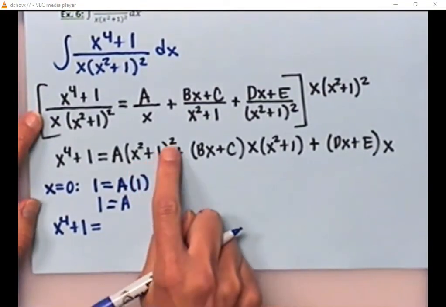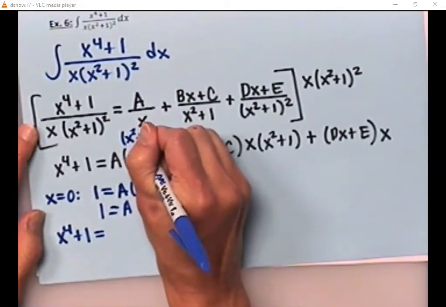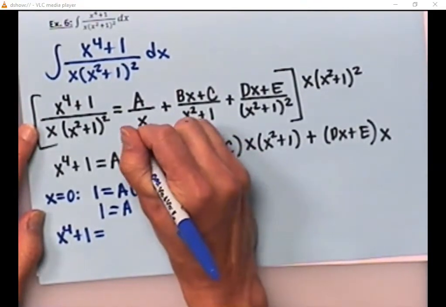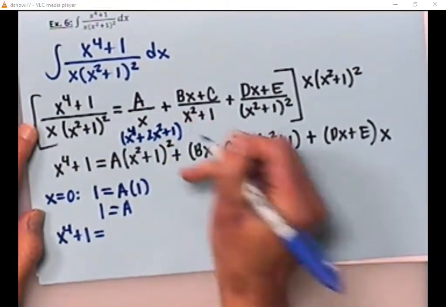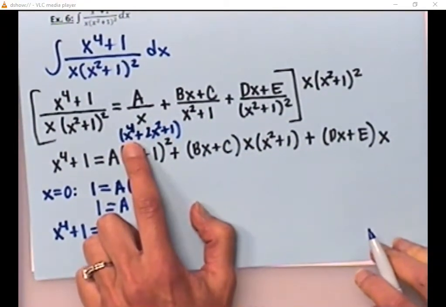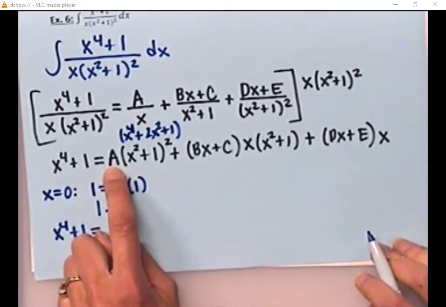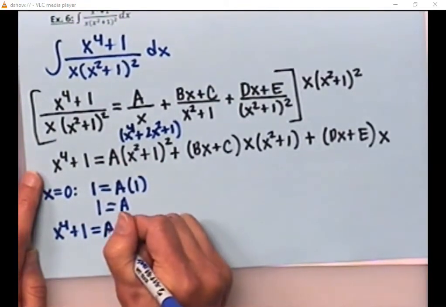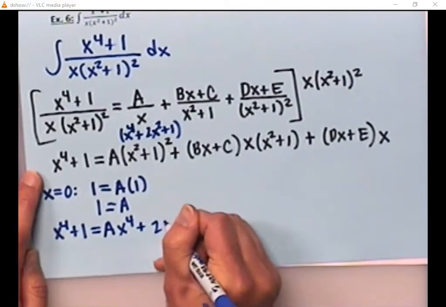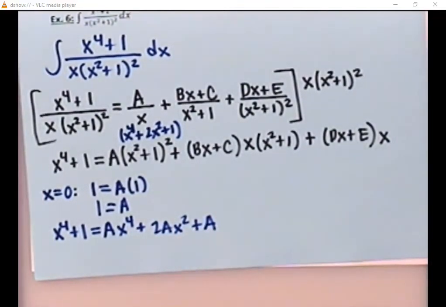So x squared plus 1 squared, what is that? That's x to the 4th, right, plus 2x squared plus 1. If you FOIL that out, does that sound right? X squared plus 2x squared plus 1. And then you have to distribute the a times that. So this has to FOIL, and then the a is distributed. So you get ax to the 4th plus 2ax squared plus a. That's just for this piece.